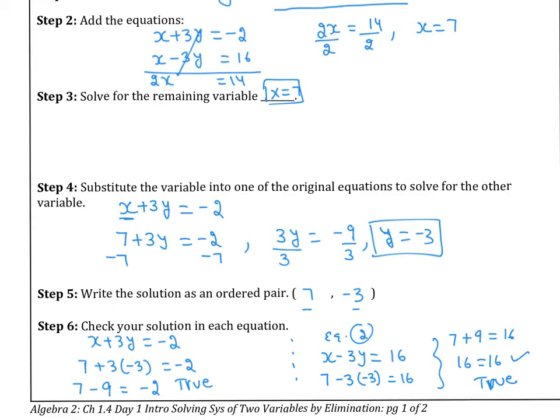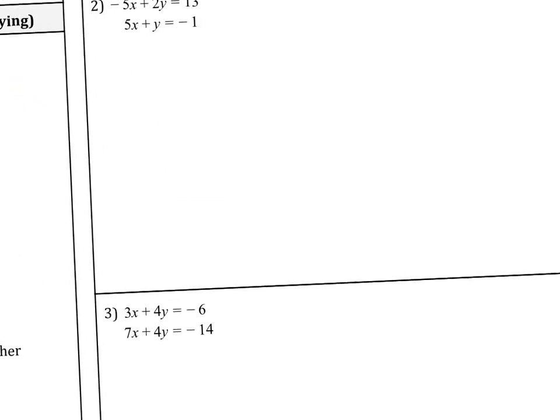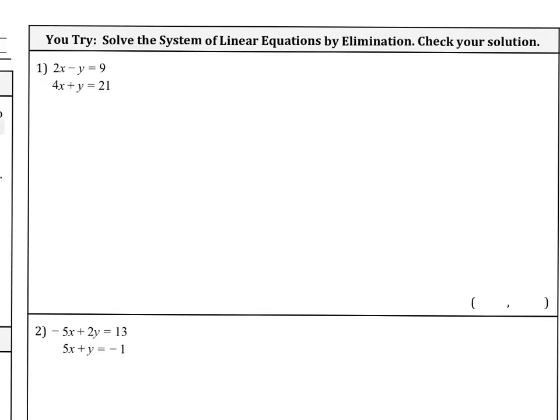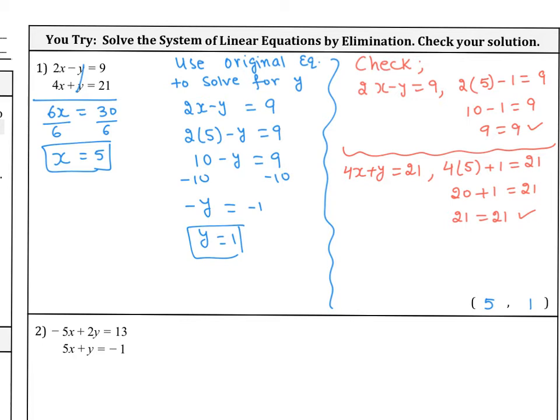Let's just do numbers 1, 2, and 3 from the other side here. You Try problem number 1: 2x minus y equals 9 and 4x plus y equals 21. Notice that the negative y and positive y are the same and opposite in sign. So when you add these two, the y and negative y cancel. On this side, you get 2x plus 4x, which is 6x, equals 9 plus 21, which is 30. Divide by 6 on both sides, and you get x equals 5.